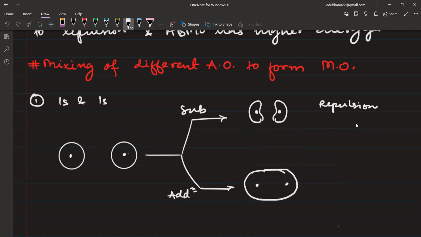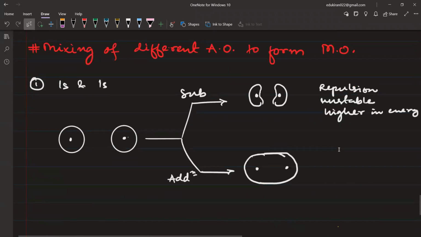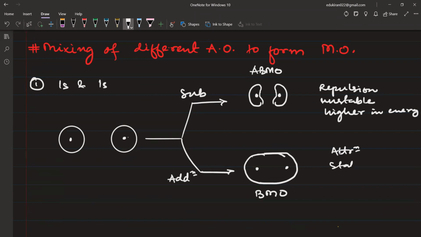And this will be unstable. This will give you instability, and this is going to be higher in energy. Then we have the addition. This is your BMO, this is your ABMO. There will be attraction here. This will be stable, and this will be lower in energy.